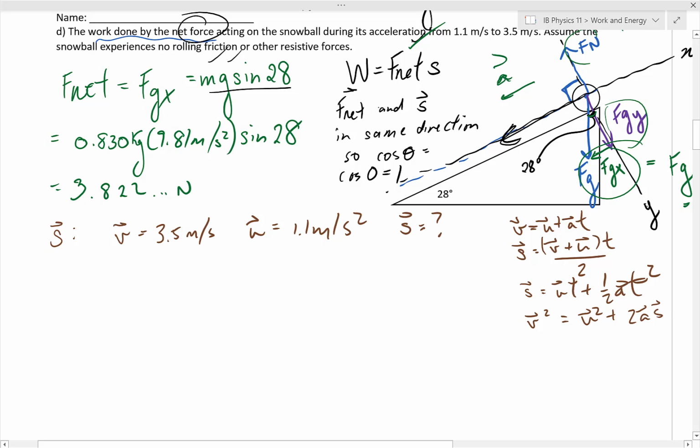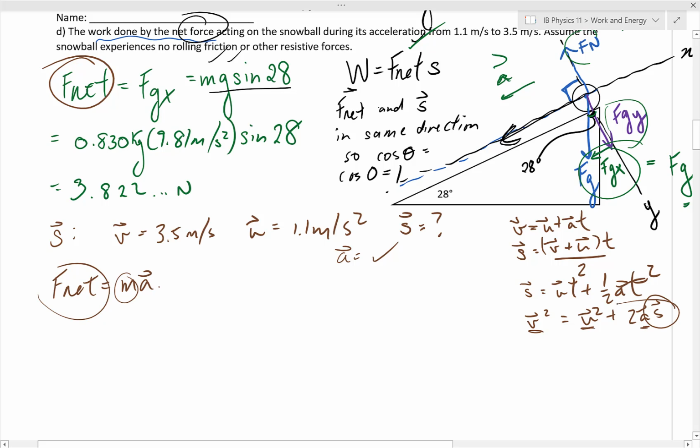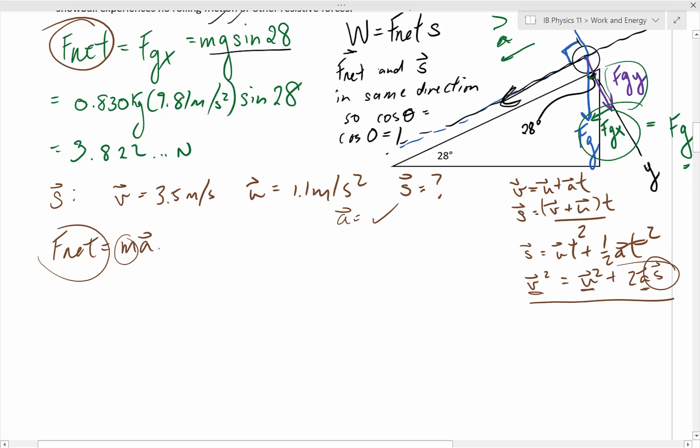Why? Because we have Fnet, and we know Fnet is just mass times acceleration. So if we have Fnet and we have mass, we can then find acceleration. If we have acceleration, we can use one of these kinematics equations to get the displacement. Which one would that be? It looks like it's going to be this one over here, where it has acceleration and we need the displacement. So let's just set this equation up so we can use that later.